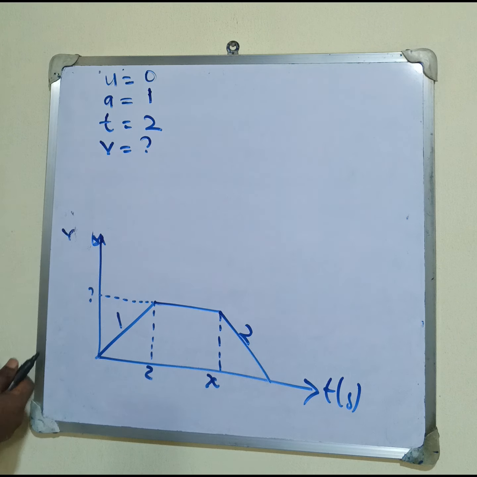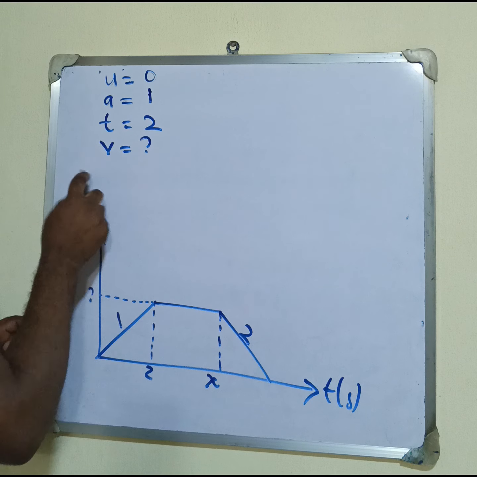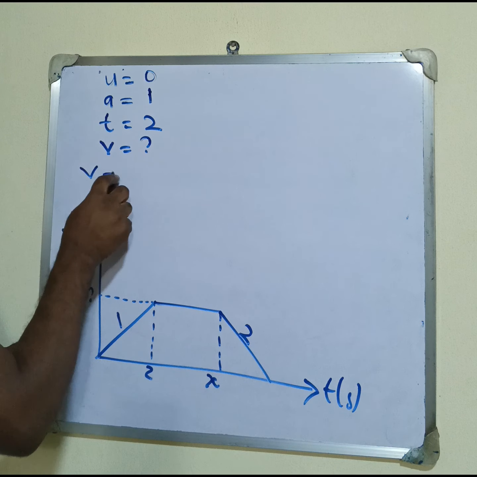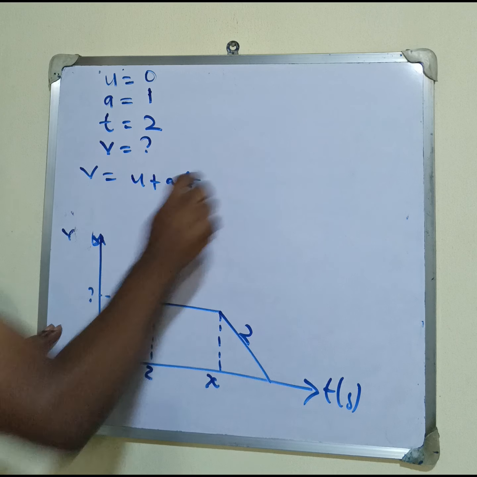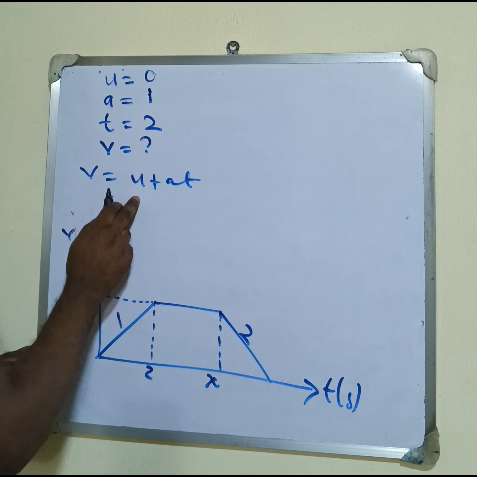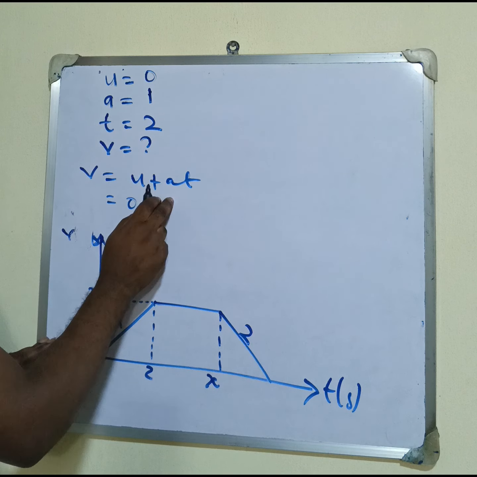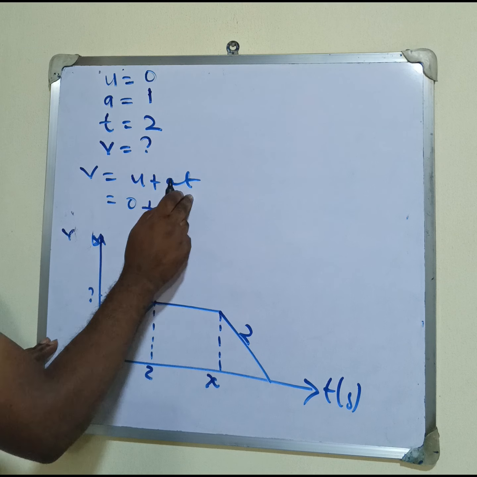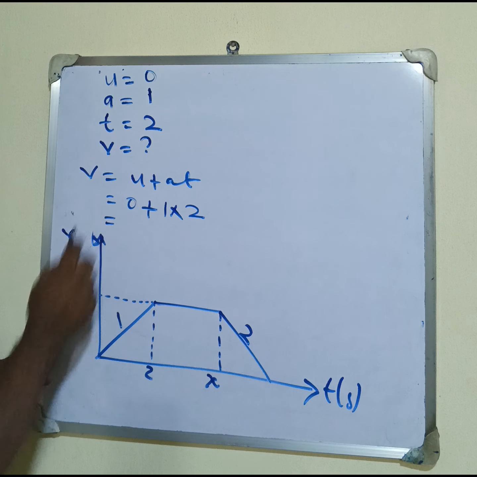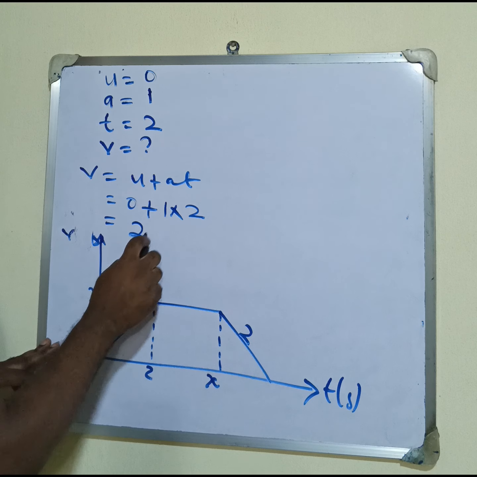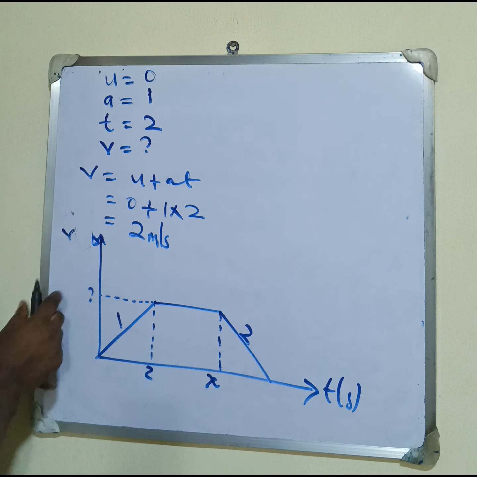So when you have u, a, t and you're looking for v, the formula for doing that is v equals u plus at. Then the u is 0 and the a is 1. Then you have the t, which is 2. When you solve this problem, you're going to have 2 meter per second. That is the velocity attained.